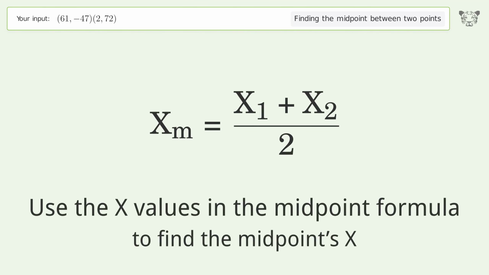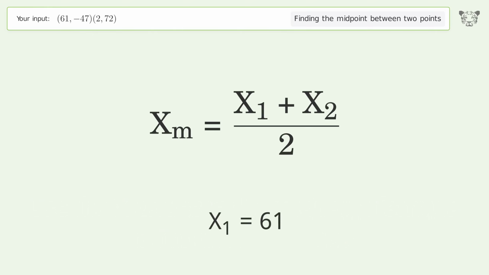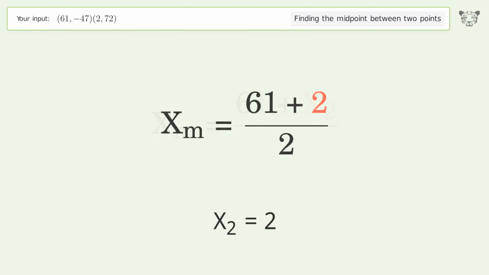Use the x values in the midpoint formula to find the midpoint's x. x1 equals 61. x2 equals 2. Simplify the arithmetic.